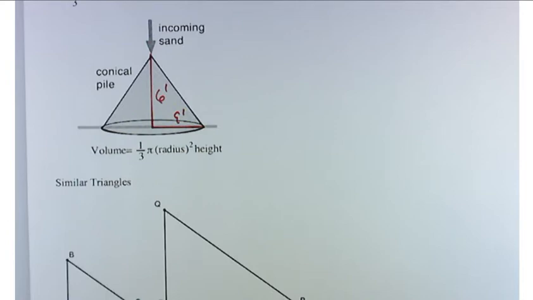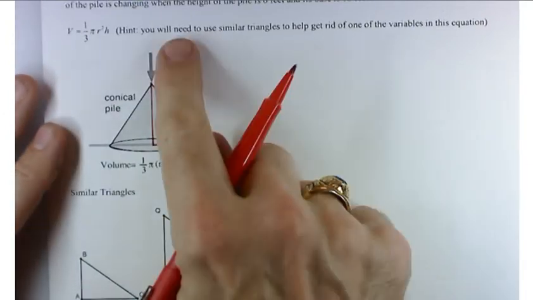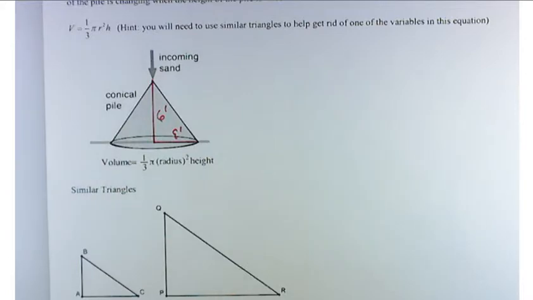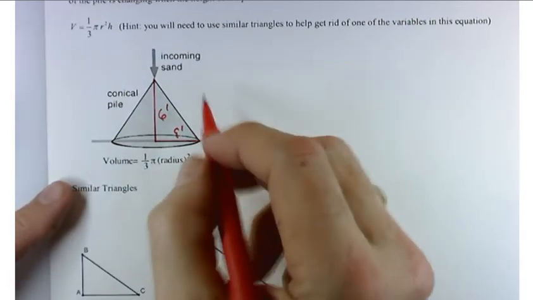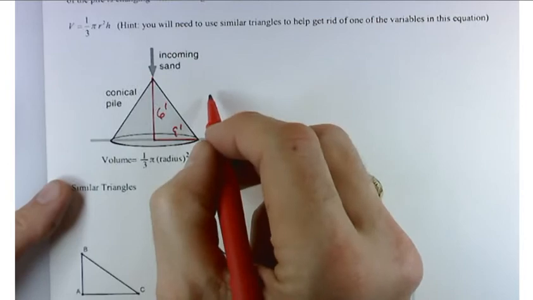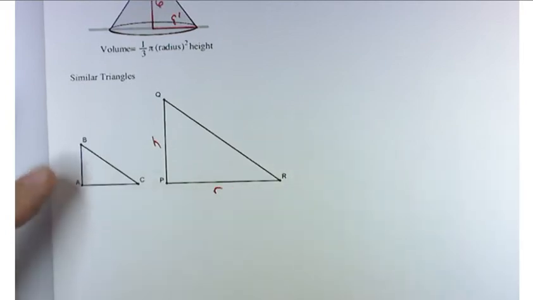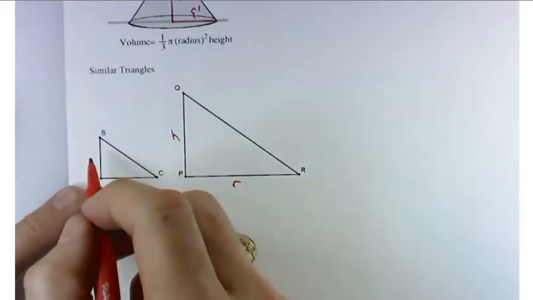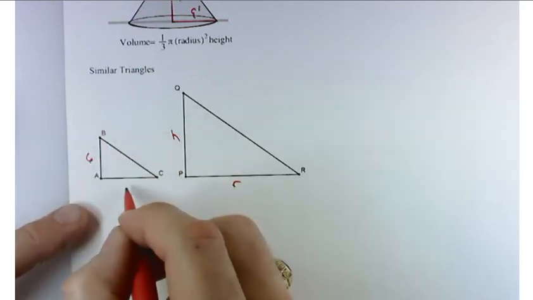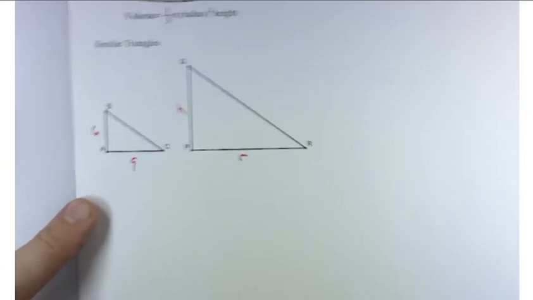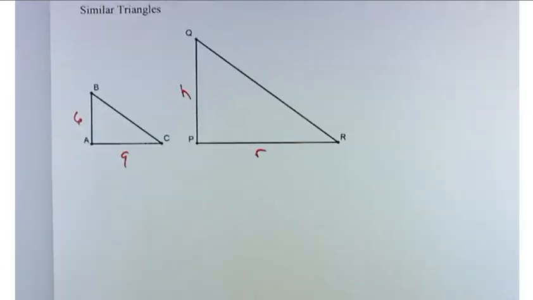Now, one of the things that I mentioned in the statement of this is that you're going to need similar triangles to help you get rid of some of the variables in this equation. And the way that works is this. In the original problem, you have some height and some radius, call it H and R. Specifically, in our triangle, we've got a height of 6 feet and a radius of 9 feet. That gives us a nice relationship between H and R, because these are similar triangles. So H over R equals 6 over 9. You're comparing like to like.